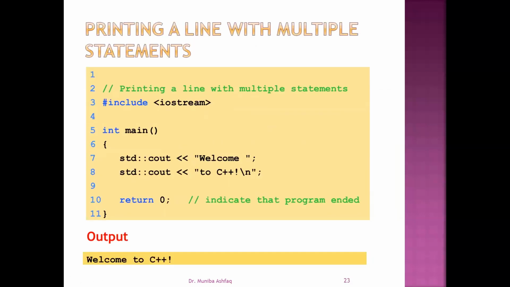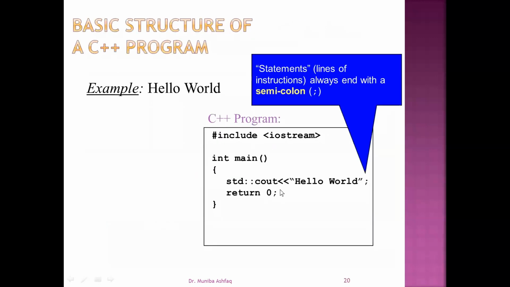Now come towards the actual programming. This is the example where we are going to print welcome to C++. This is the first example, where we print the message in a single statement. We have written std, scope resolution, cout. Then you have the stream insertion operator, and within the double quotes, you write the string that you want to print on the output screen. And then you write this semicolon.